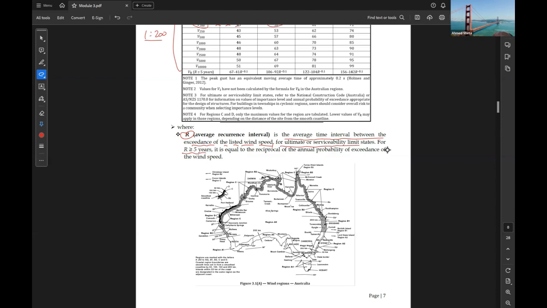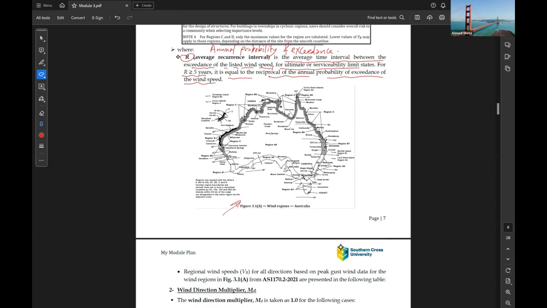For R more than 5 years, it is equal to the reciprocal of the annual probability of exceedance of the wind speed. So we can consider the average recurrence interval is the annual probability of exceedance. Okay, and this is the Australian wind regions given by the Australian standard.